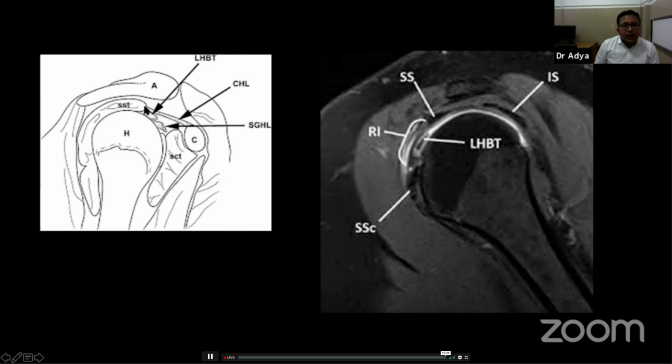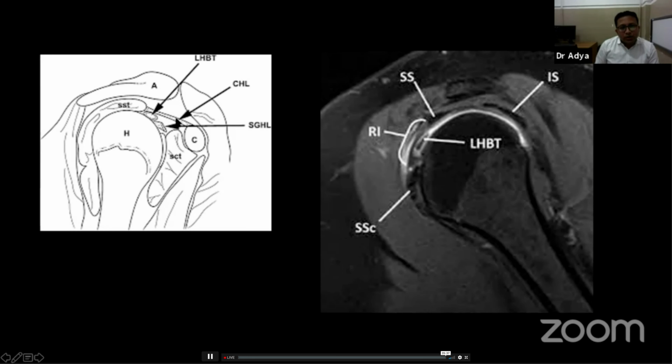and the anterior border of the supraspinatus muscle. The coracohumeral ligament, the long head of biceps tendon, and the superior glenohumeral ligaments. These are the structures which are present within the rotator interval.